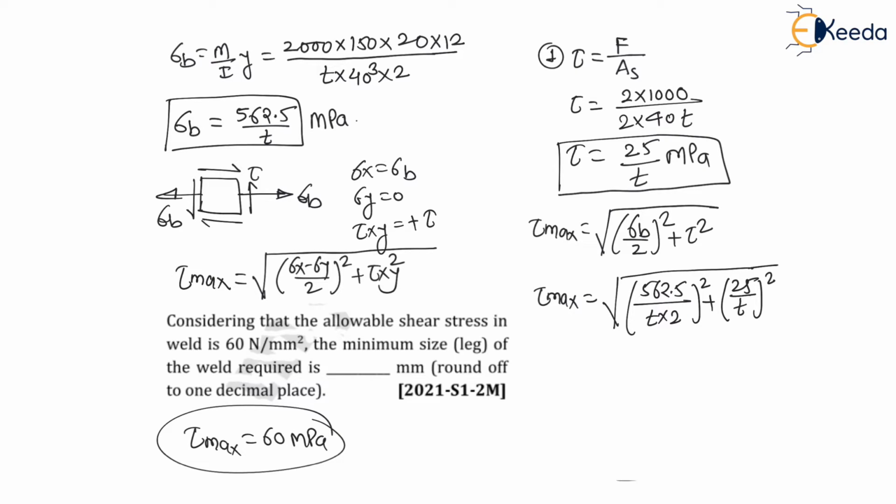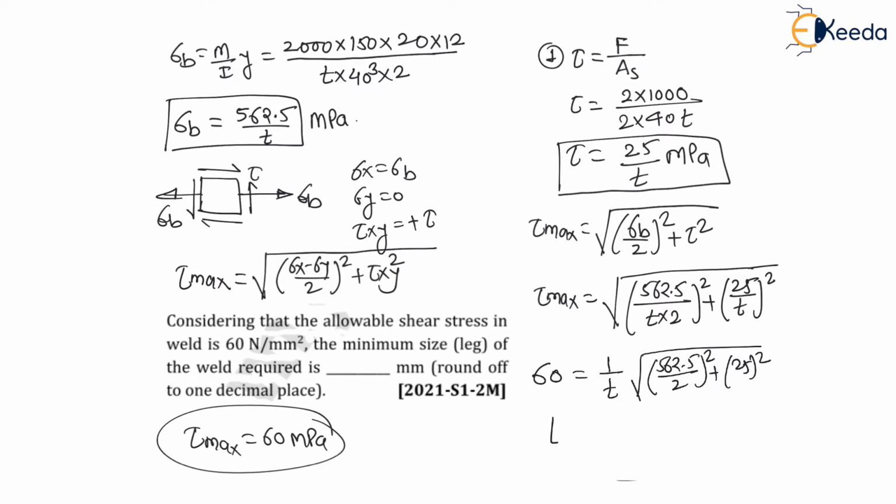So my dear students, in this equation 1 upon t square is common. Therefore if I take this 1 upon t square outside the square root, and put the maximum shear stress value, then we will get 60 is equal to 1 upon t, and in the root we will find 562.5 divided by 2 whole square plus 25 whole square, right?